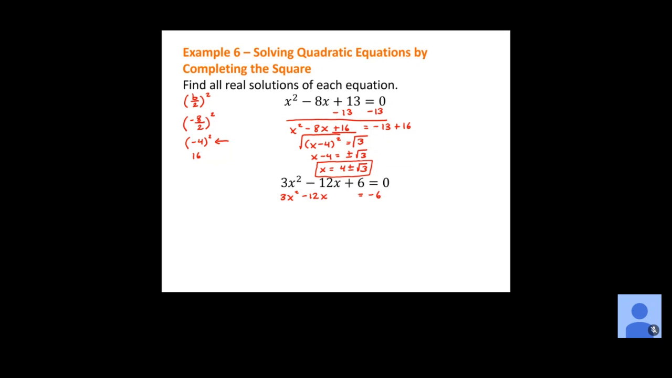Now, in this case, because we have a coefficient in front of our x squared, right? We have a number there, 3. We actually need to factor out that 3 before we complete the square, before we use our formula. So if I factor out the 3 here, what's actually going to be left from the x squared minus 12, or 3x squared minus 12x?